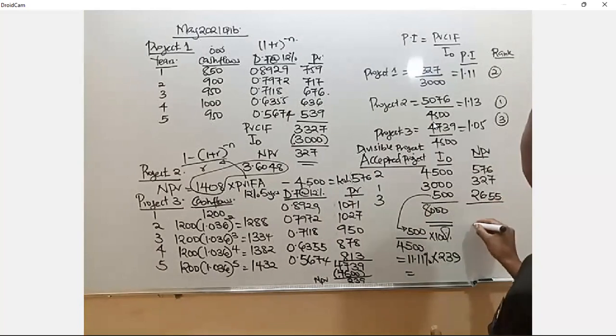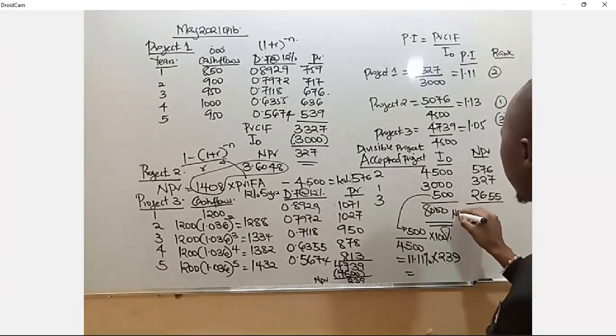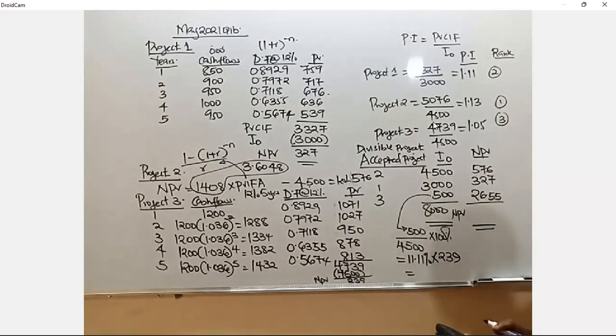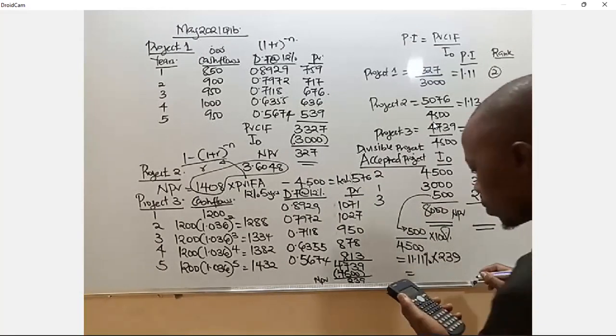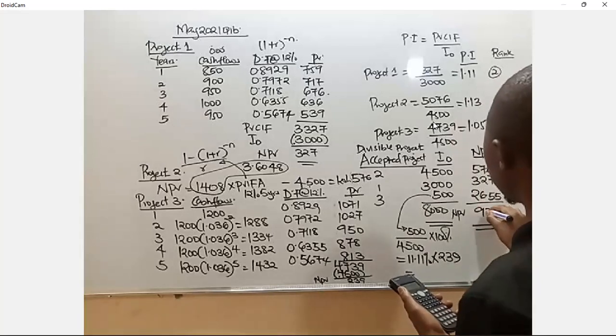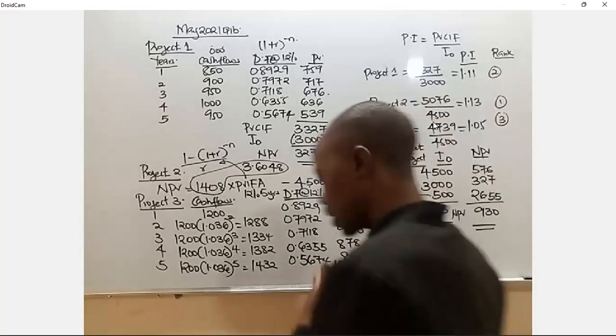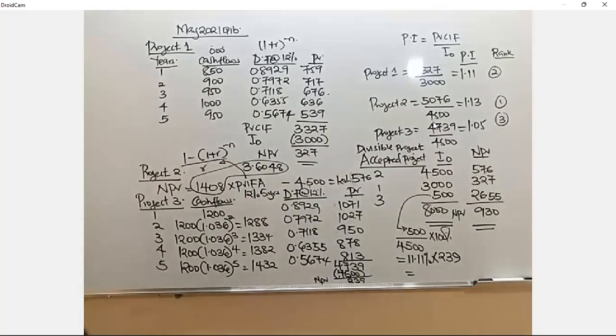So in that case, let us get the total NPV of our project. It will be 26.55 plus 327 plus 576. And in this case, we are getting around 930. We can get something closer to that. Okay. That is okay.